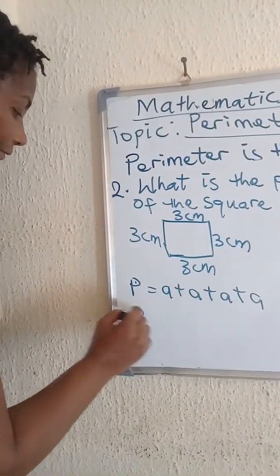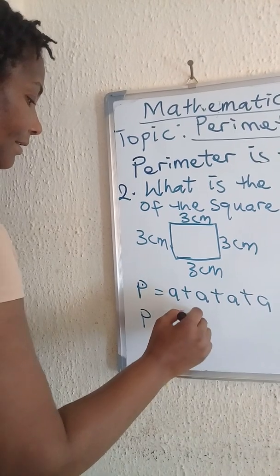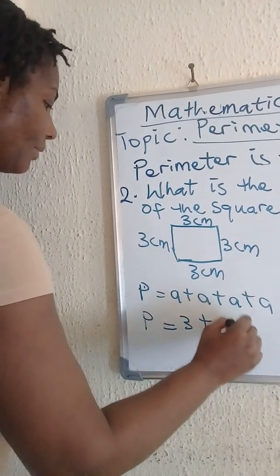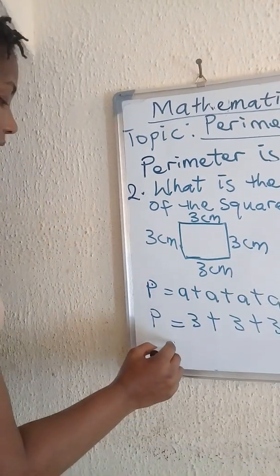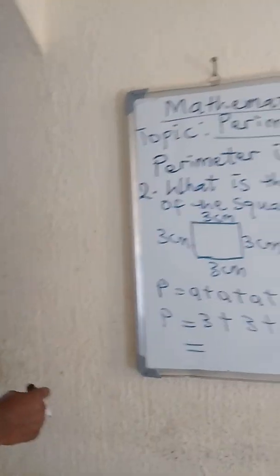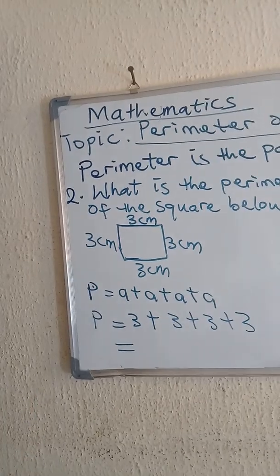We have 3 plus 3 plus 3 plus 3. Now we add all of them together. With all of them together, what will you get?